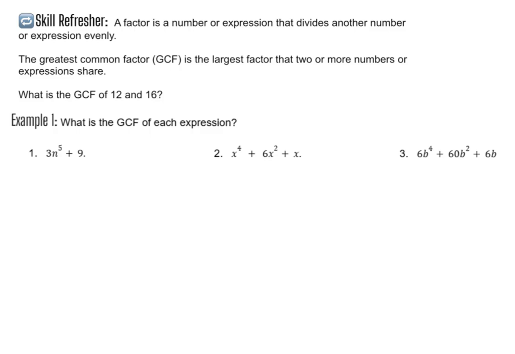Let's first recall what a factor is. A factor is a number or an expression that divides another number or expression evenly. We can also find the greatest common factor. That is what GCF is. It's the largest factor that two or more numbers or expressions share. So in our example, what is the GCF of 12 and 16?